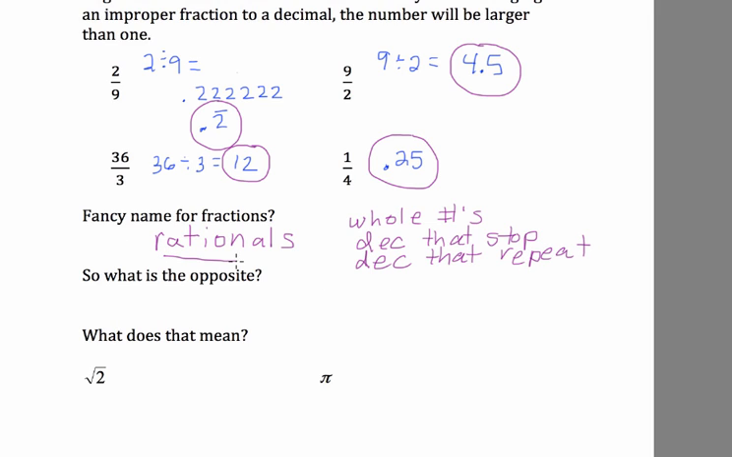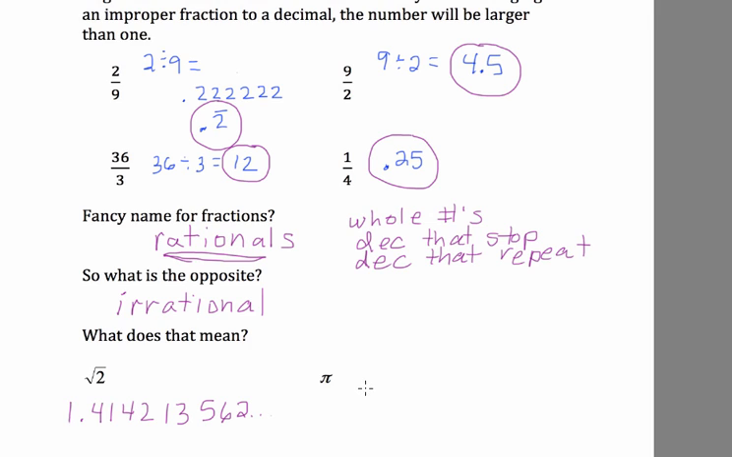So what is the opposite of a rational number? Irrational. So what does this mean? What's left? Well, any number that, when written as a decimal, doesn't stop and doesn't repeat. For example, the square root of 2 is an irrational number. If you type the square root of 2 into your calculator, you'll get this. And it will keep going on and on and on with no repeating pattern.